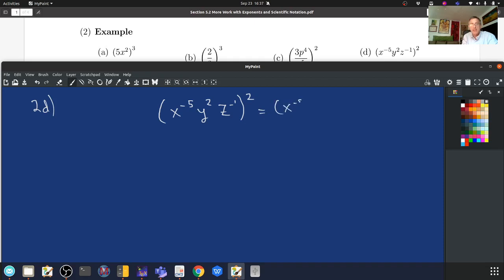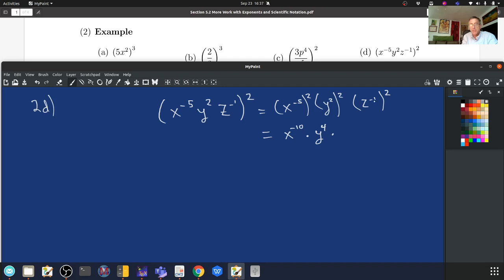X to the minus 5 squared times y squared, which is squared, times z to the minus 1, which is squared. Now I'm going to use the power rule. So that's x to the minus 5 times 2 is minus 10, times y squared squared is y to the 2 times 2, which is 4.